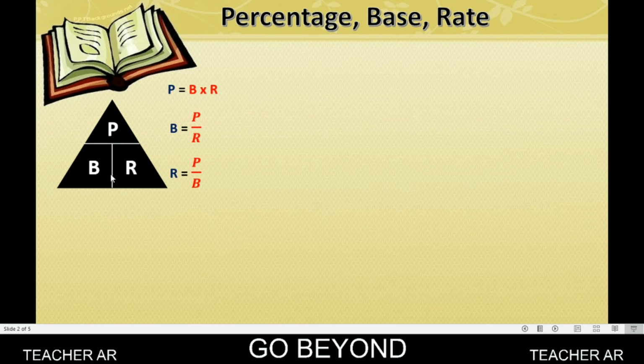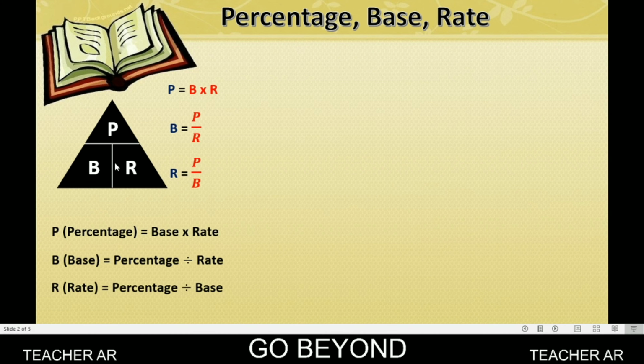Okay, again, let me repeat. The formula in getting the percentage is base times rate kasi nga nasa taas itong si percentage, samantalang si base saka sa rate, nandyan sila sa baba, so we are going to multiply base and rate. The formula in getting the base naman is percentage divided by rate or percentage over rate. And lastly, the formula in getting the rate is percentage over base or percentage divided by base.